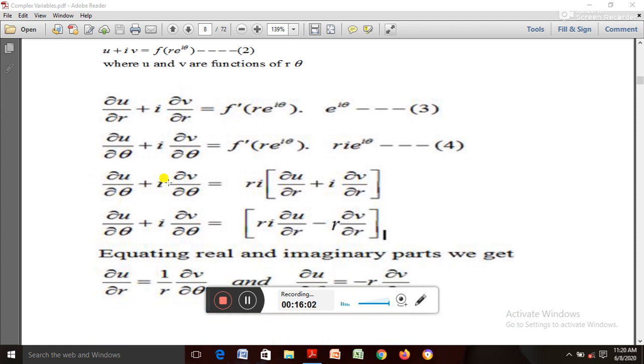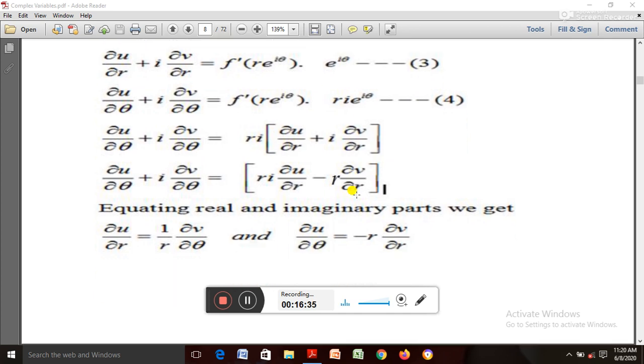From this, ∂u/∂θ + i ∂v/∂θ, here we can write r into i times (∂u/∂r + i ∂v/∂r). We know that ∂u/∂r + i ∂v/∂r is equal to f'(r e^{iθ}) into e^{iθ}. By comparing 3 and 4, we have written this. Except for r and i, it will be the same as equation number 3.